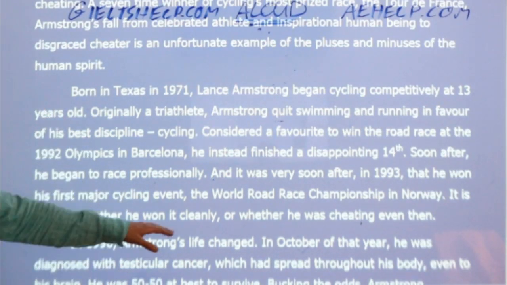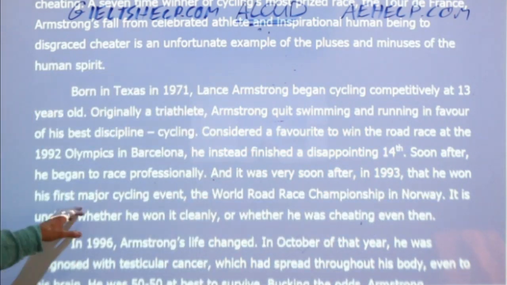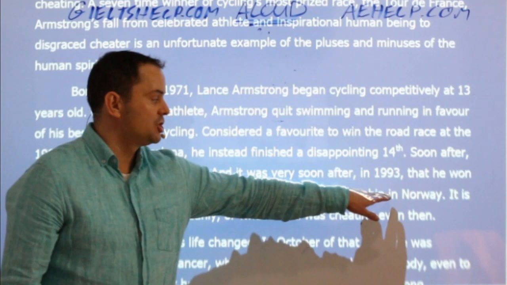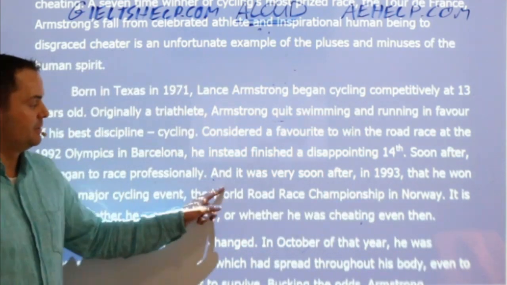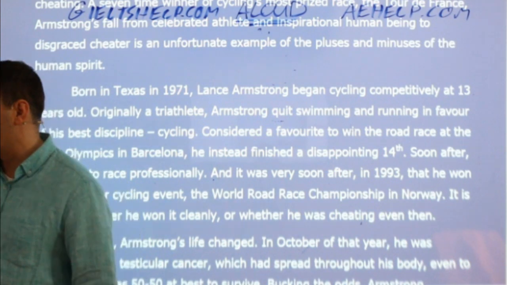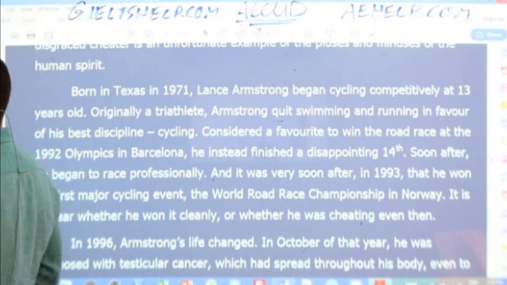Here it is. So he won his first major cycling event, the World Road Race Championship in Norway. Okay, so the name of it is this one here. So you could have searched for that one if you had to. Now, let's take a look at the answer key and see how we did.